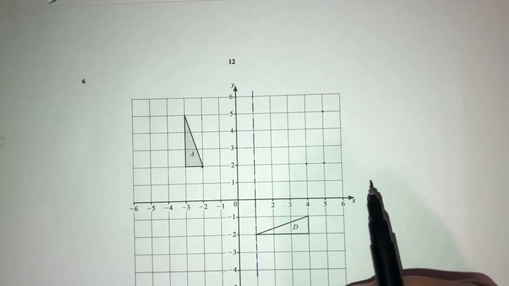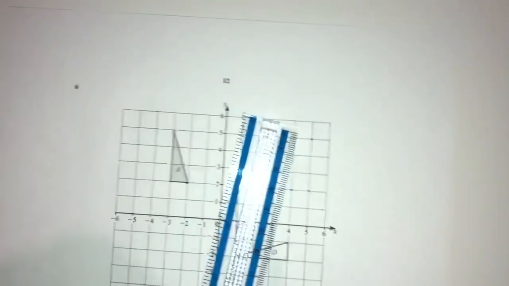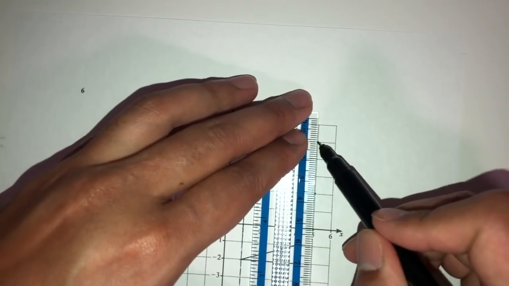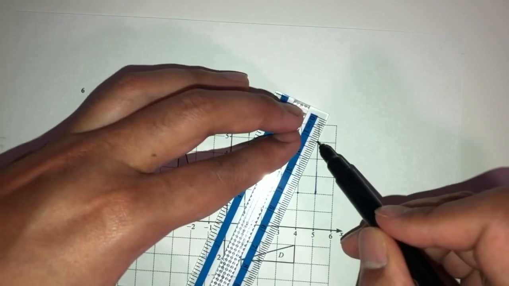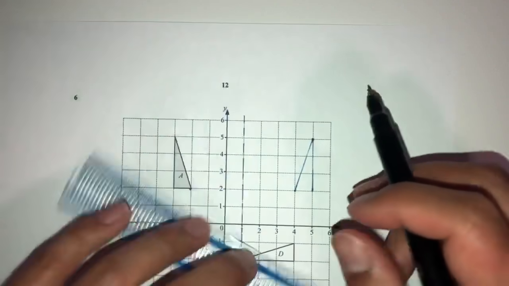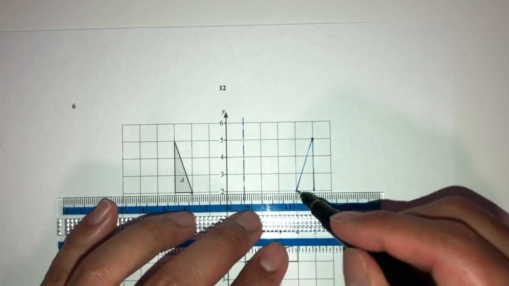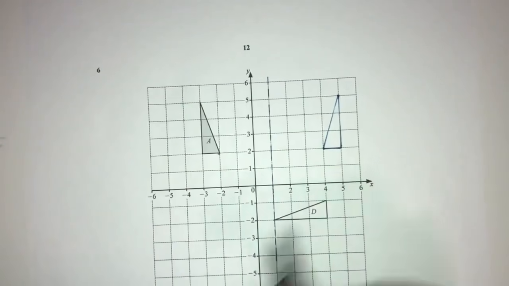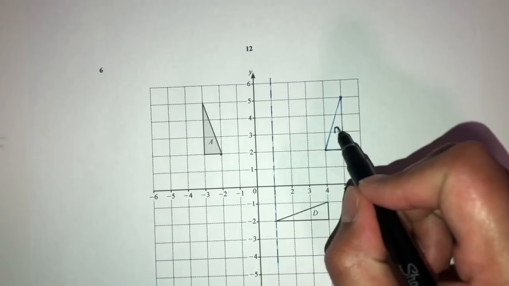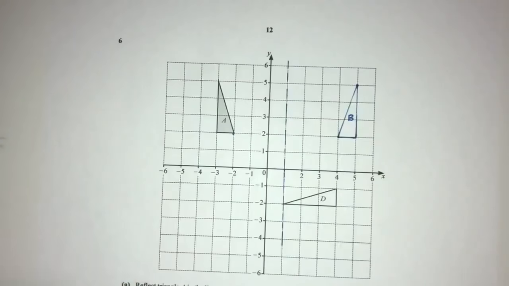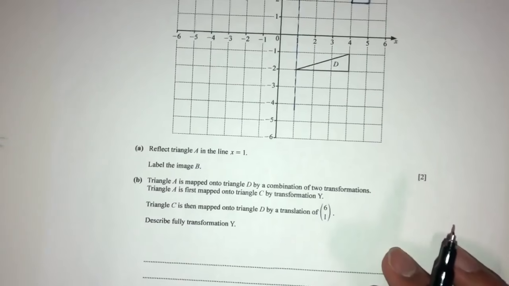As you can see, it is the same as in the mirror. You will get the same thing on the other side, right? So that is the idea for question part 1. Now, obviously, you have to use a pencil and label this one after you're done drawing this triangle. Label as B. Okay. Now for part B, what do we have?